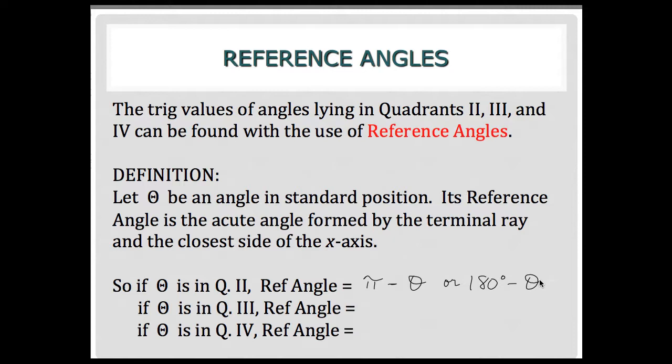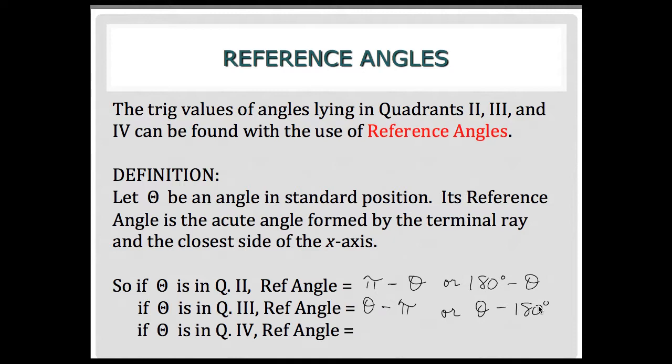Now, if you envision an angle whose terminal side is in the third quadrant, again, think of the reference angle as the distance between where that angle ends and the closest side of the x-axis. So in order to find the reference angle in that case, you're going to take whatever angle you have and take away pi. Again, if you were in terms of degree measure, it would be your angle minus 180.